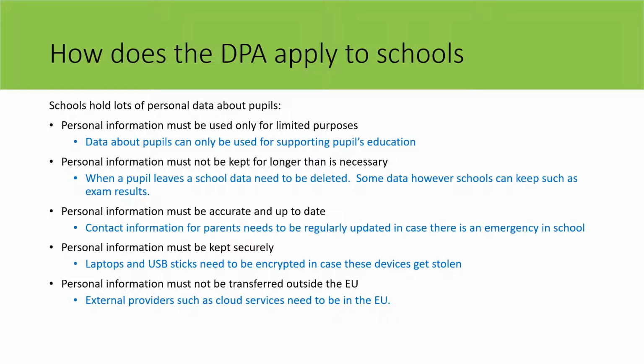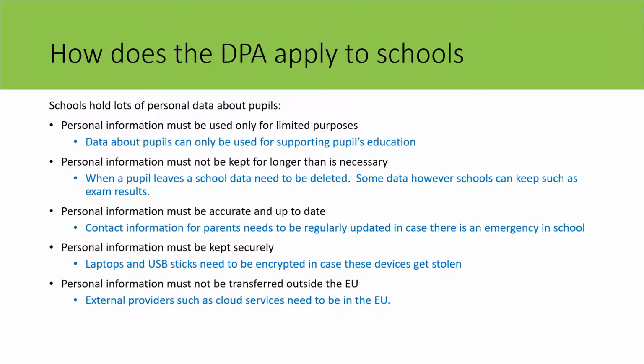Lots of organisations hold data about people, and schools are no exception to this. So we'll look at the example of a school and how the Data Protection Act applies in the context of a school environment. So as we know, schools hold lots of personal data about pupils. So the data that schools have about pupils can only be used for limited purposes. So that means data about pupils can only be used for supporting the pupil's education.